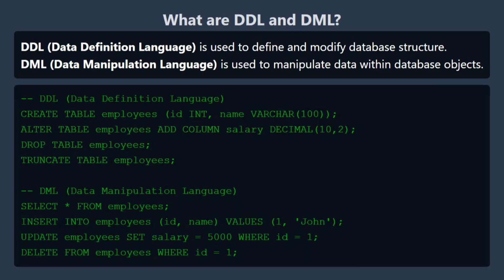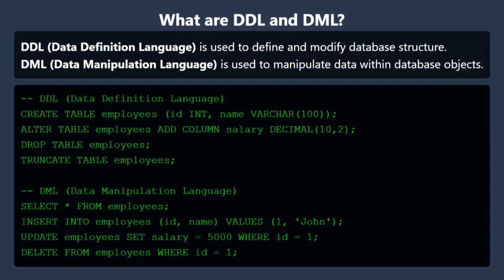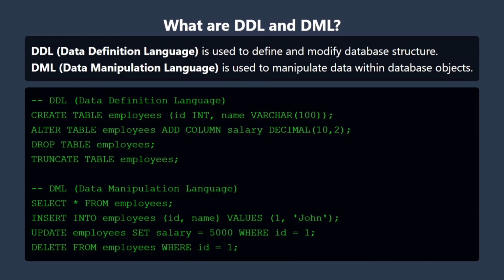Moving on to the next question, what are DDL and DML? The SQL commands are categorized into different types. The two key categories are DDL and DML. DDL, or data definition language, is used to define and modify the structure of the database objects. This includes commands like create, alter, drop and truncate. DML, on the other hand, stands for data manipulation language. It is used to manipulate the actual data within these objects. These include select for querying, insert for adding new records, update for modifying, and delete for removing the records.